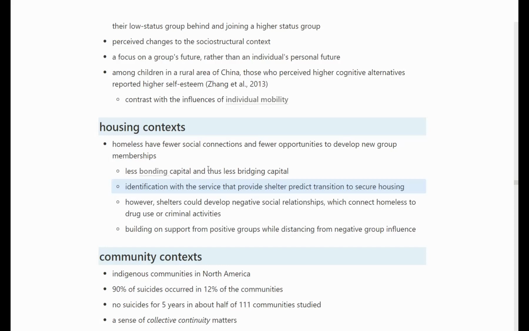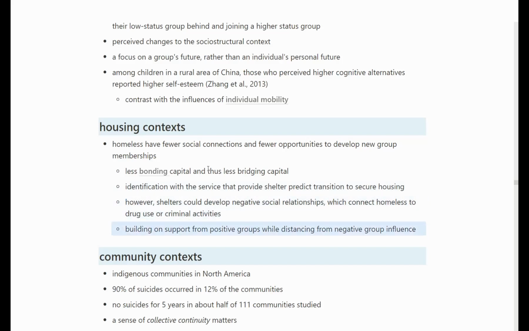Just whether staying at the shelter or not is not a strong predictor of whether they would secure housing in the future. However, whether they strongly identify with the shelter or not actually predicts whether they would secure their own housing in the future. However, shelters could develop negative social relationships which connect homeless people to drug use or criminal activities. So shelters may not always have benefits.